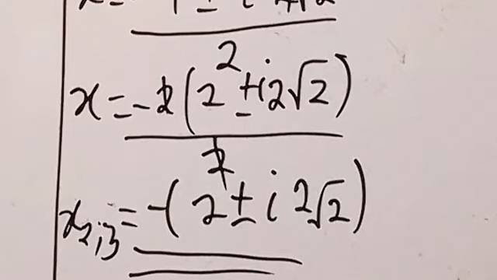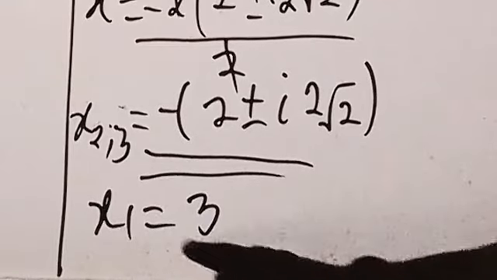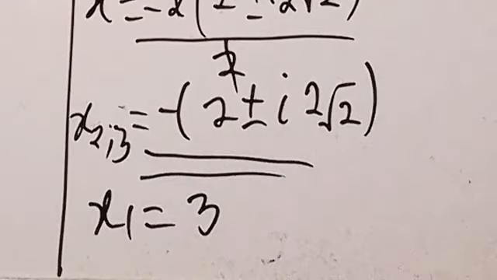So also don't forget that the first one we got is x1 equals 3. So we have x1 equals 3, x2 and x3 are this, and that's the end.